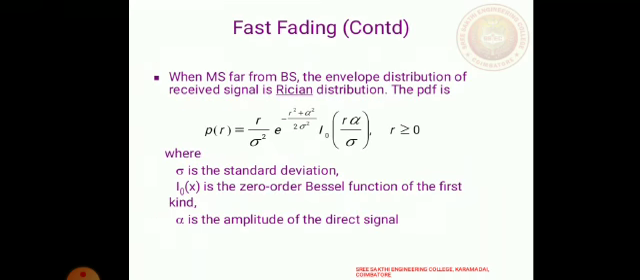Fast fading again is calculated when the base station to the mobile station is very far away. The envelope distribution of the received signal is the Rician distribution. The PDF is given by r divided by tau squared into e power minus (r squared plus alpha squared) divided by 2 tau squared, where tau is the standard deviation.